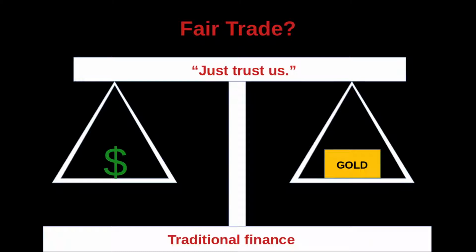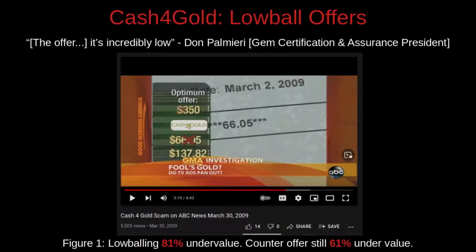Are you getting fair trades? With traditional finance, we have to do our own research or trust that the other party is giving us a fair trade. For example, Cash for Gold was offering to buy gold off clients for 81% under value. When clients hesitated to take this offer, Cash for Gold doubled this amount with a counteroffer. However, this trade is still 61% under value.